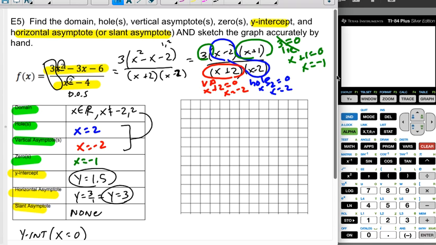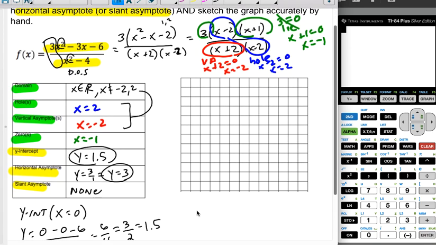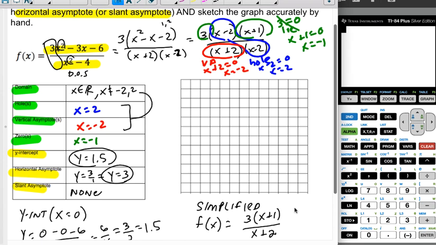So in order to sketch a graph, I probably need a simplified form of the equation. So if I cancel the x minus 2's out, I get that my simplified form is going to be f of x equals 3 times an x plus 1 over an x plus 2, right? Because the x minus 2's would cancel. So now, I notice that the vertical asymptote is at x is negative 2, right?